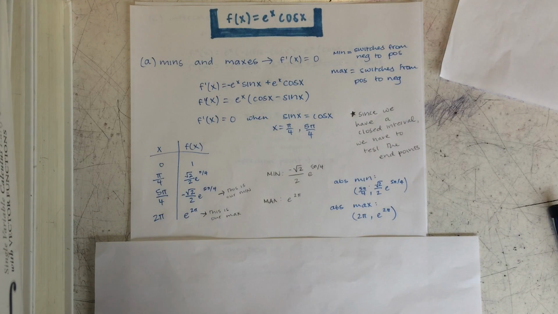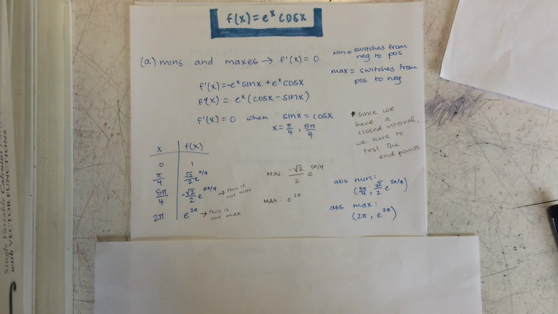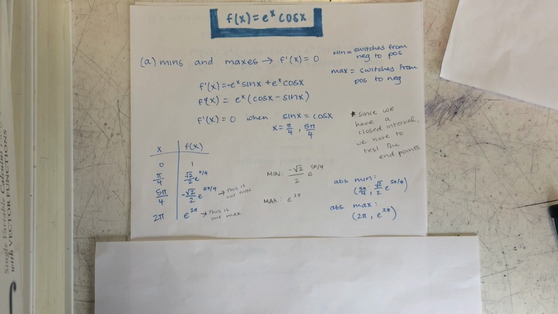Since e to the x can never be 0, we're just looking at the cosine x minus sine x. So when we set that equal to 0, we get sine x equals cosine x, which means our x's would be pi over 4 and 5 pi over 4. Now since we have a closed interval, we have to test the endpoints too.